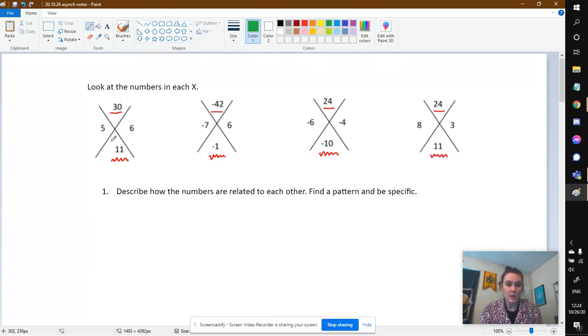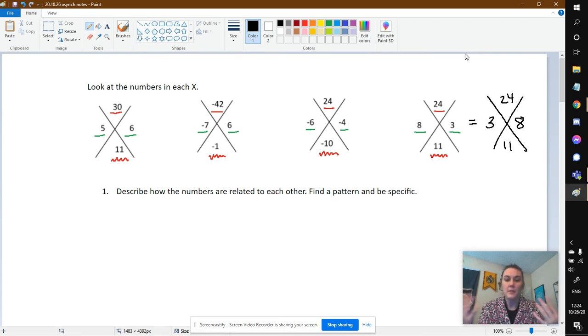I'm going to go ahead and color code the ones on the sides in green. Either of these could be switched. It didn't matter if they were on the left and the right. What I mean by that is this last one could have easily been written as 24, 11, 3, and 8 instead of 8 and 3, and this would have been the same thing. These would have been kind of equal pictures. So the left and rights can switch. Go ahead and pause your video and see if you can find a pattern with these X puzzles.